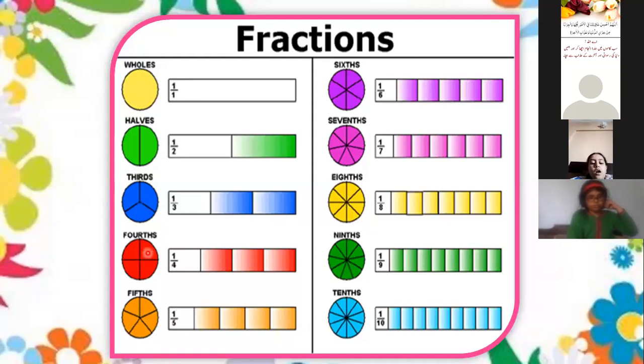Now, in this shape, we have divided the whole into 4 equal parts. And each part is called a quarter, and all 4 parts are called fourths.